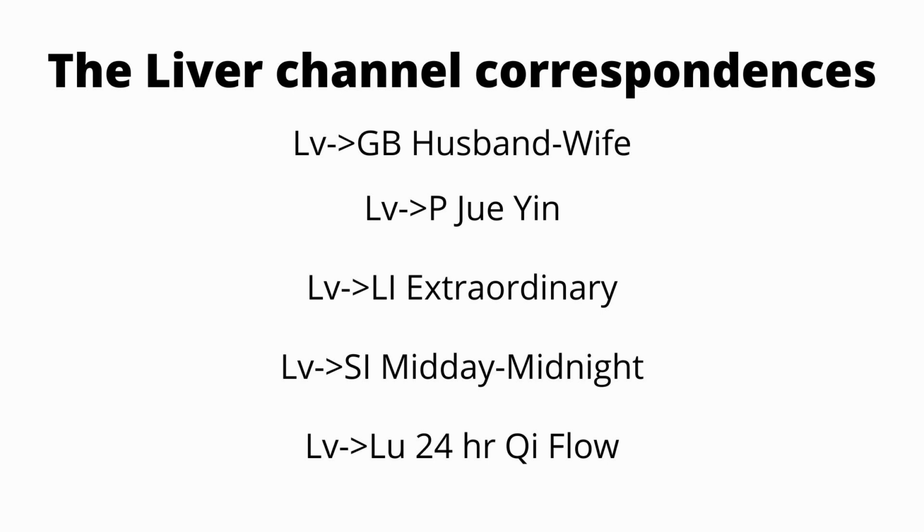In terms of the liver channel relationship with the other channels, liver channel has the following correspondences. It has a husband-wife relationship with the gallbladder channel, that is a yin-yang relationship. With the pericardium channel, it is paired as zhōng-yin channel. With the large intestine channel, it has an extraordinary connection. With the small intestine channel, it connects by the midday rule. And finally, with the lung channel, it connects as an adjacent channel in the 24-hour qi flow cycle.